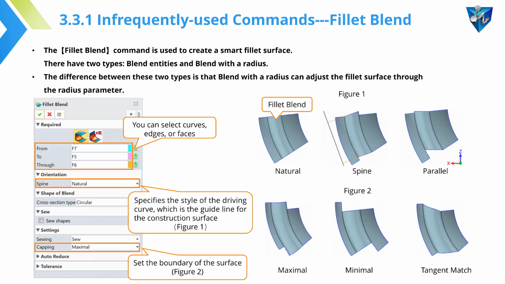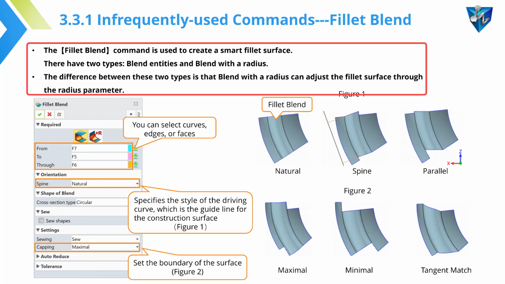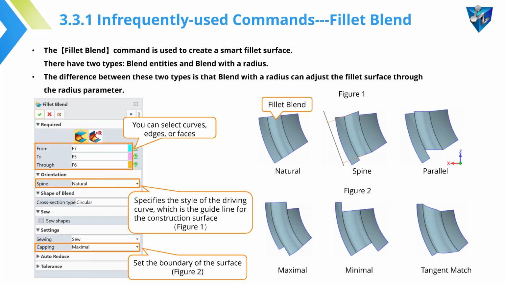Next, I will introduce the infrequently used commands. The first is fillet blend. It is similar to the fillet command, which creates the fillet between two surfaces. There are two types under this command. They are blend entities and blend with a radius respectively. The difference between these two types is that blend with a radius can adjust the fillet surface through the radius parameter. There are some options that need to be explained.